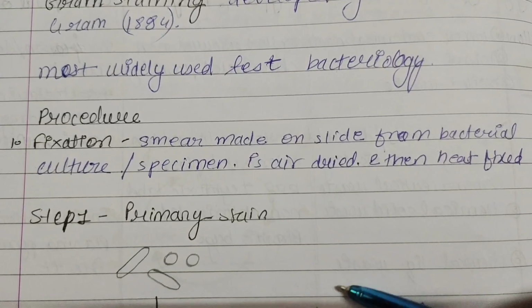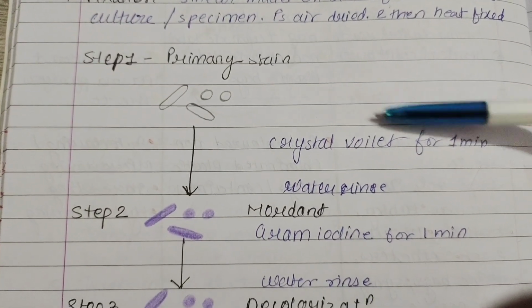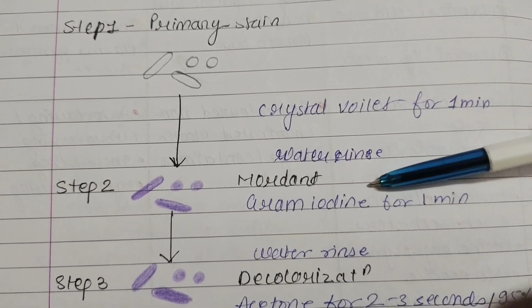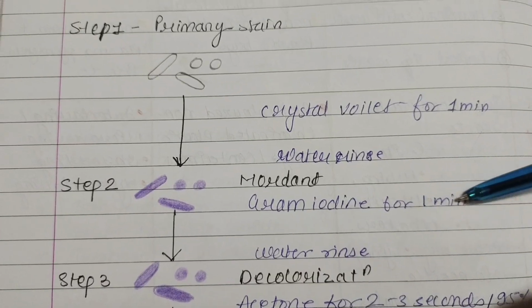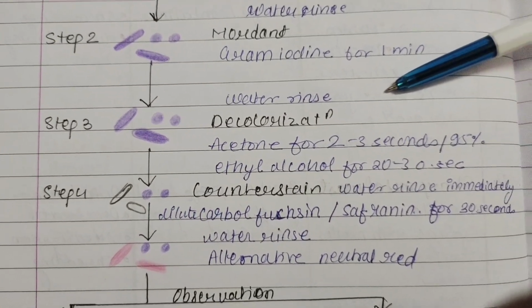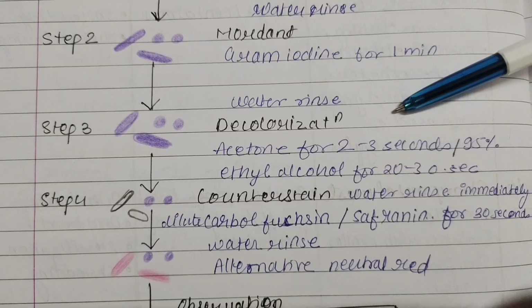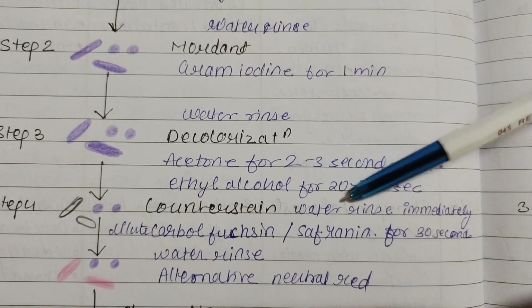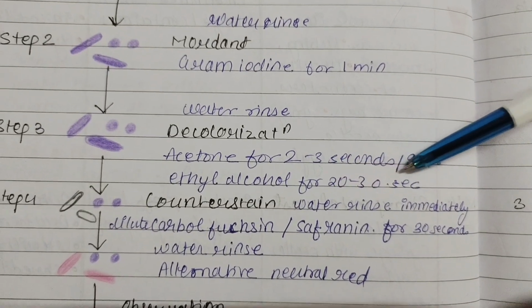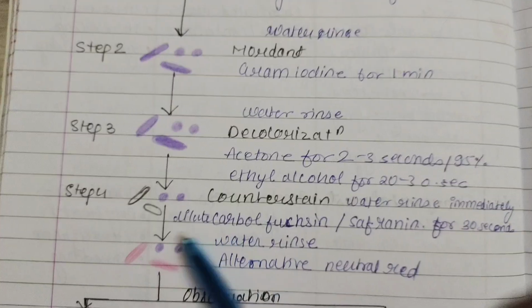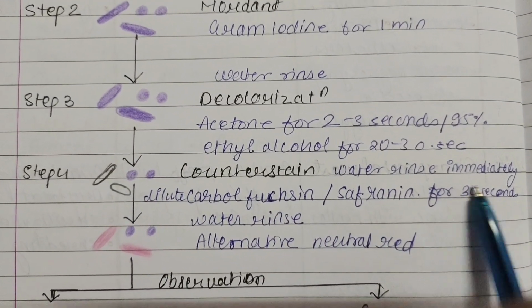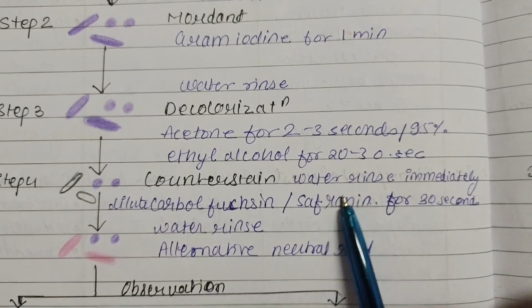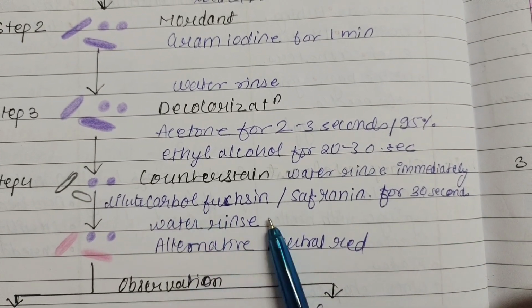Now the steps of Gram staining are: step 1, primary staining, in which crystal violet is added for 1 minute and then rinsed with water. In step 2, a mordant is added, that is gram iodine, for 1 minute and then rinsed with water. In step 3, decolorization, acetone is added for 2 to 3 seconds, which is 95% ethyl alcohol based, and then we wash it. Now in step 4, the counter stain, water is rinsed immediately and dilute carbol fuchsin or safranin is poured for 30 seconds and then it is also rinsed with water.